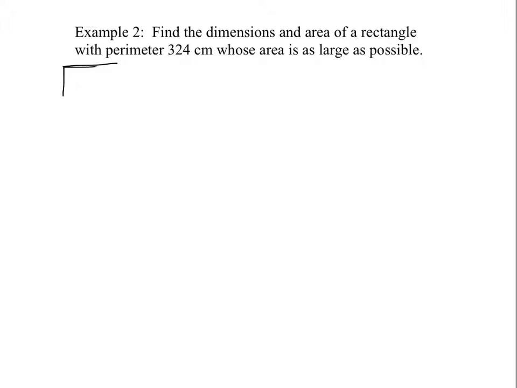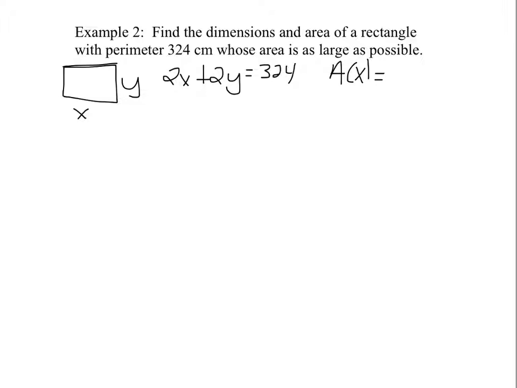So like the last problem, we have a rectangle. One side I'm going to call x, one side I'm going to call y. I know that the perimeter, which is found by 2x plus 2y, is 324. And I know that the area formula is going to be xy.